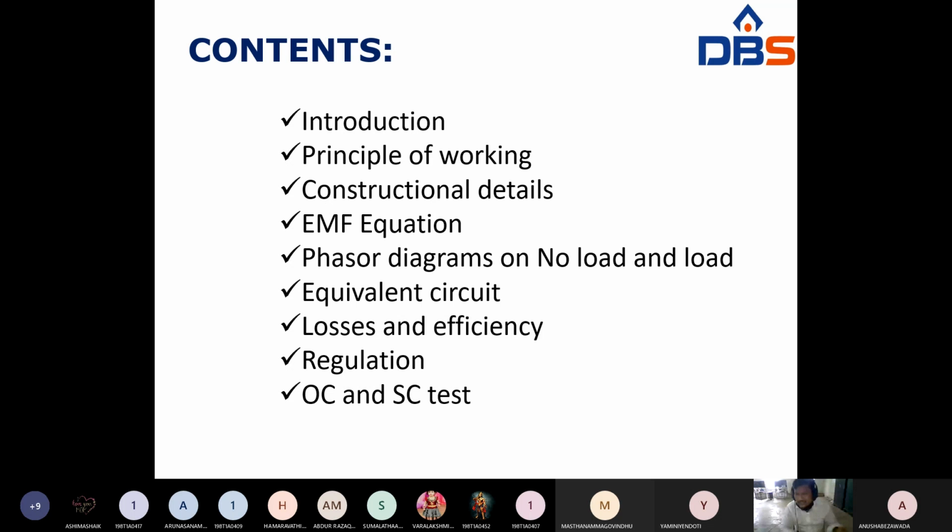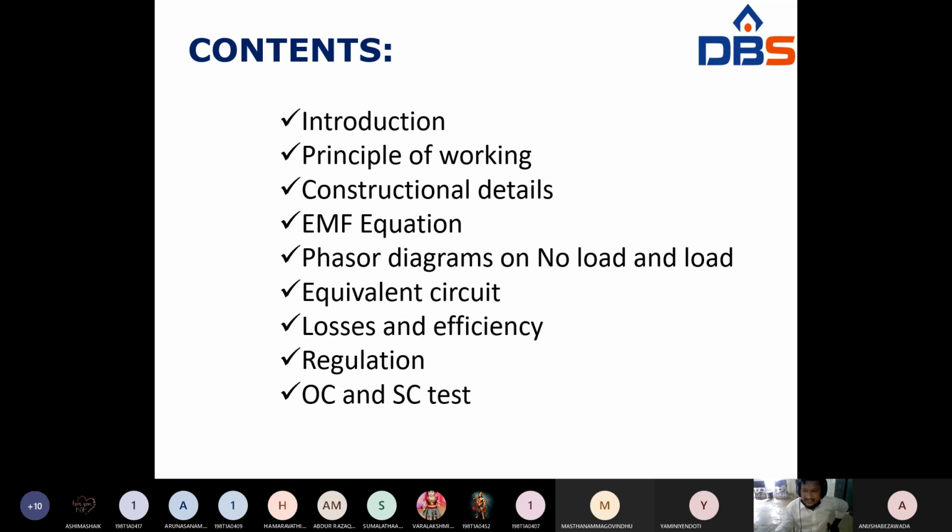Coming to the second unit, the Swinburne test and the brake test both come under our laboratory. Now coming to the third unit, the OC and SC test, open circuit and short circuit test of a transformer. This is also very important. Suppose you have to pick one question from the third unit, first you have to pick this question.